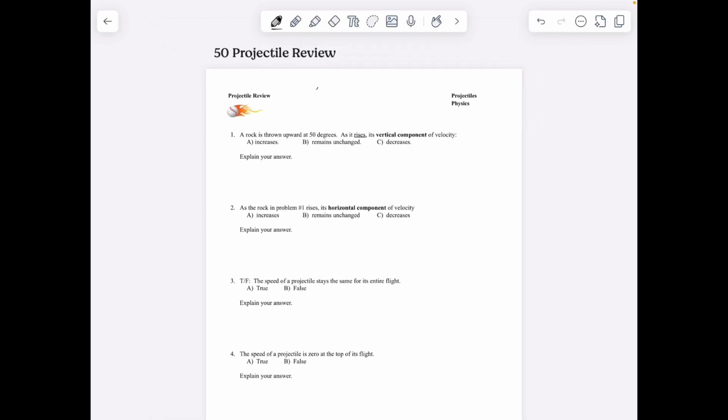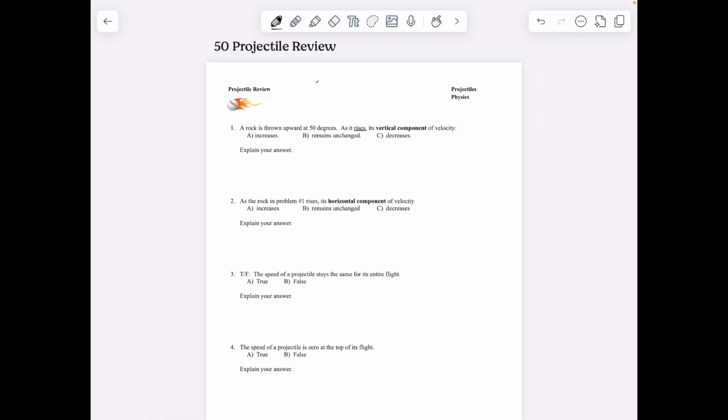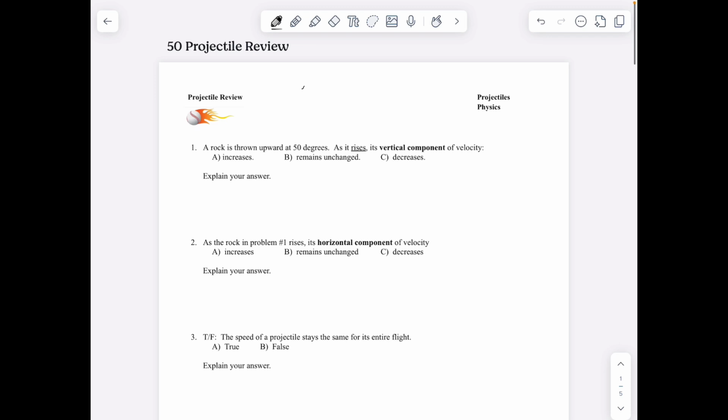degrees. As it rises, its vertical component of velocity. Well, we know the rock's thrown upward at 50 degrees. I like to always draw in a picture for my problems. So you have some rock, it's thrown upward at this angle. Say that's 50 degrees with the horizontal.